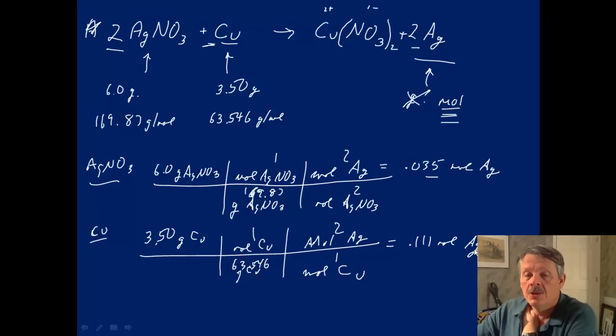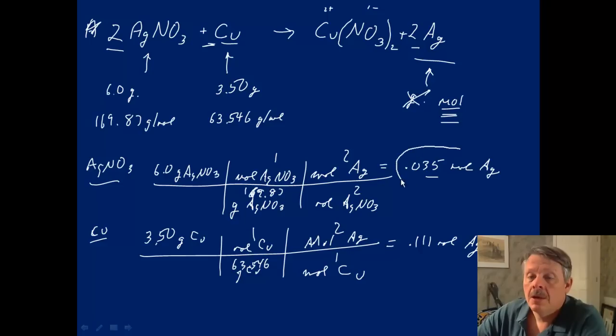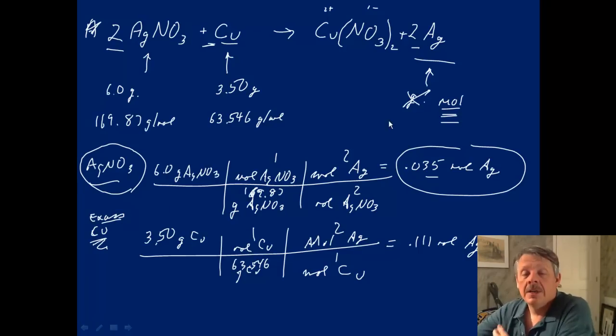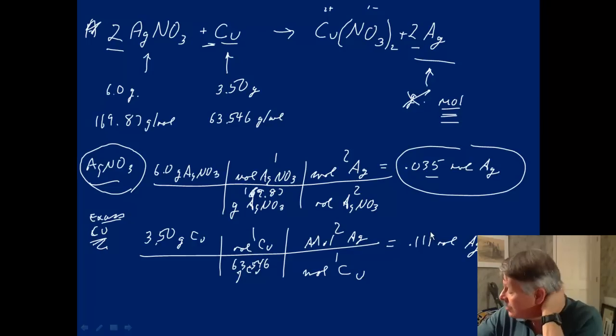Okay, so what is my limiting reactant? Well, clearly I can only make 0.035 moles of silver, which means silver nitrate is my limiting reactant, and I have excess copper. That's what I have more than enough of. In fact, if you think of this, 0.035 multiplied by 3 gives you about 0.111.